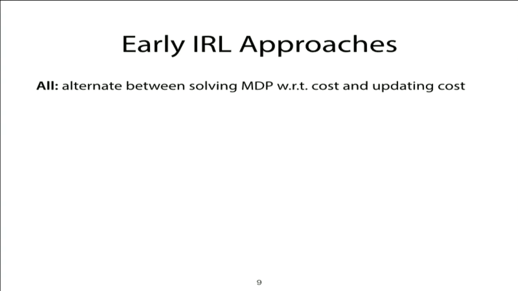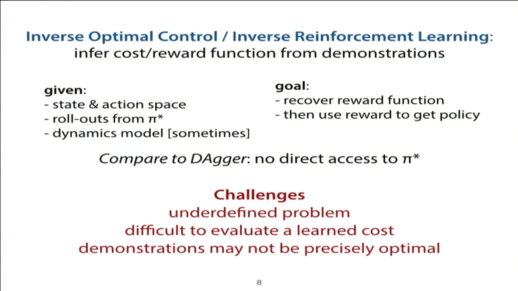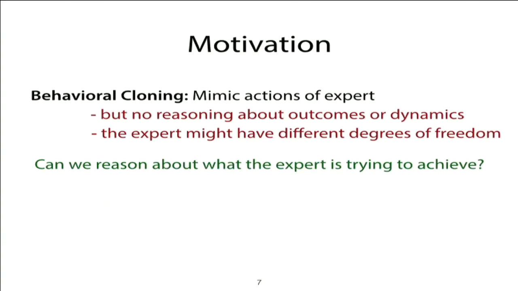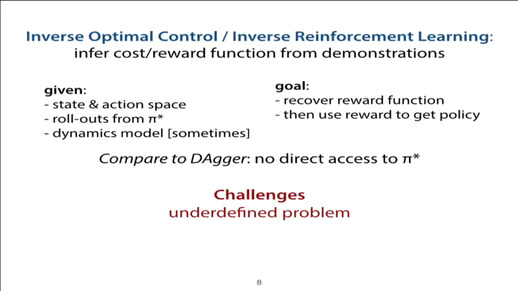Okay, so some early approaches. Actually, one thing that I wanted to mention is that inverse optimal control was originally proposed by Kalman in '64, and inverse RL was formally introduced by Andrew Ng and Stuart Russell in 2000.